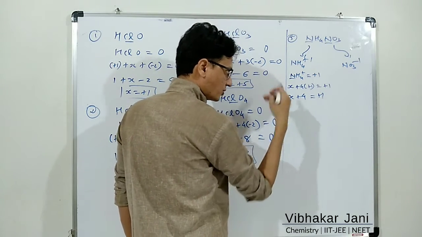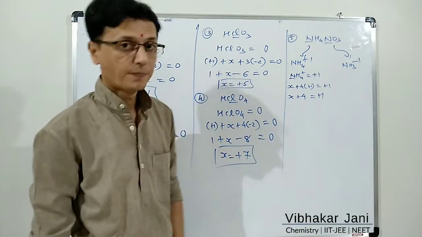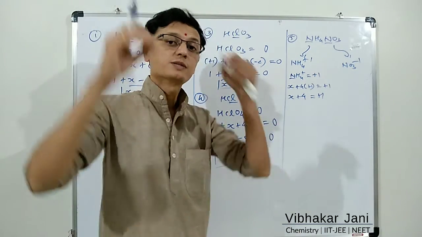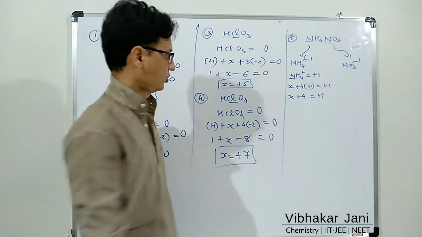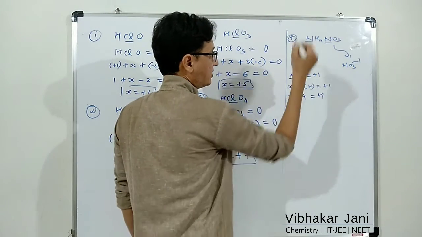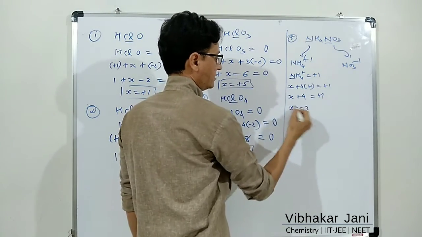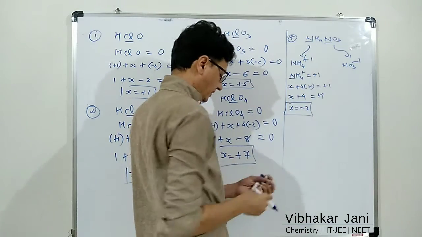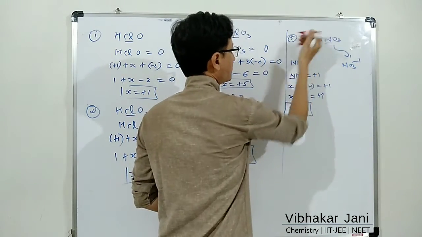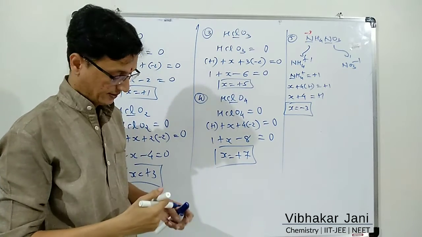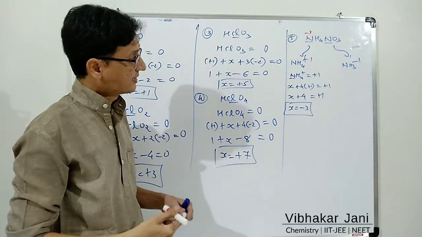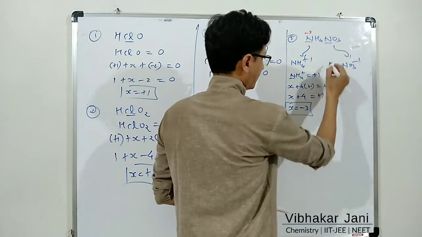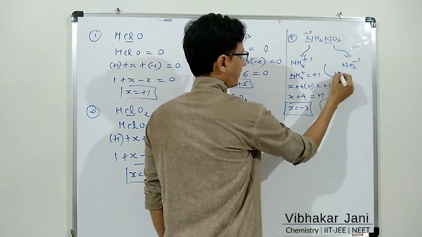So here X +4, 4 ones are 4, is equal to +1. Now this 4 goes to the other side, then it will become -4. -4 +1 will give us -3. So oxidation state of nitrogen in NH4 plus is -3. So this nitrogen has -3 oxidation state. But as far as the second species is concerned, let us calculate this also.